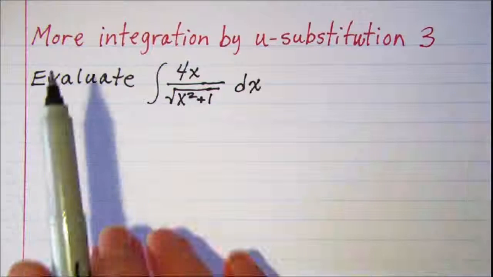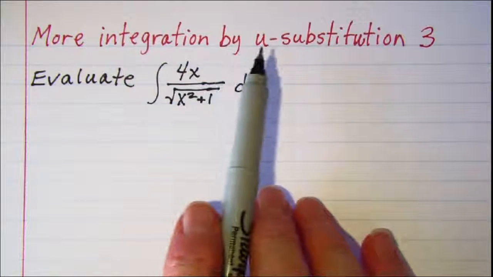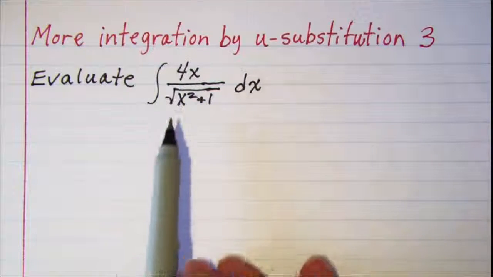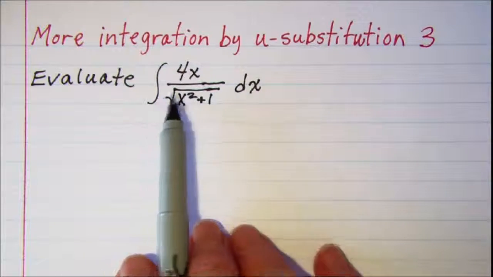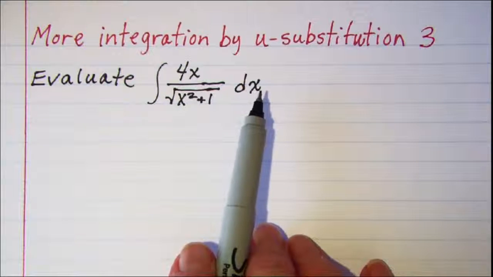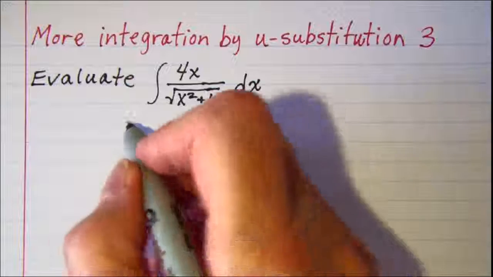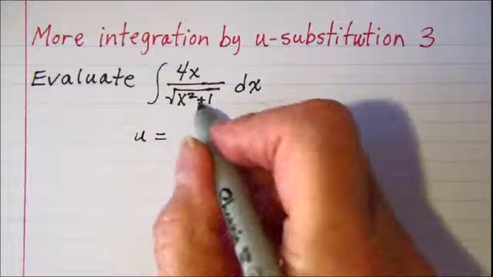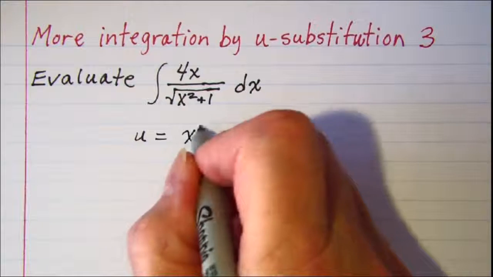In this video, we'll get another example of integration by u-substitution. Our problem is to evaluate the integral of 4x divided by the square root of x squared plus 1 dx. Now our first step is to choose an expression for u. So I'm going to let u equal x squared plus 1.